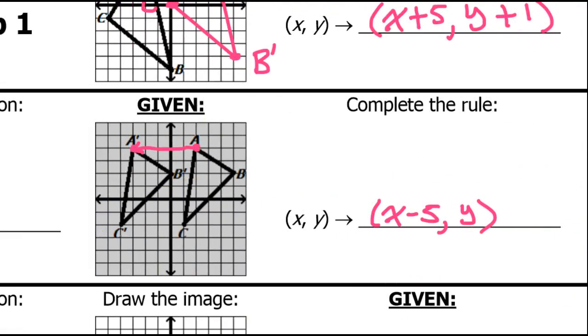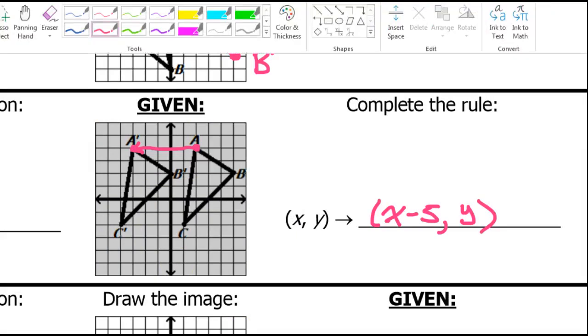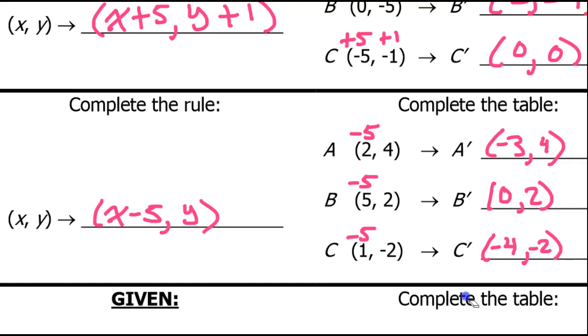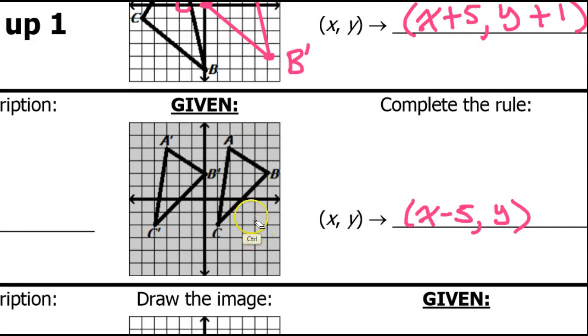Well, they've already graphed it for us, so we don't have to worry about graphing it. But maybe we can just check one of them. So for example, point B prime should be 0 comma 2. Okay, and here we are at 0 comma 2, and sure enough, there's B prime.